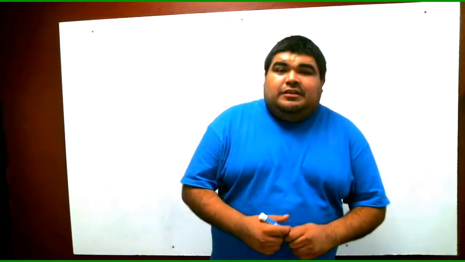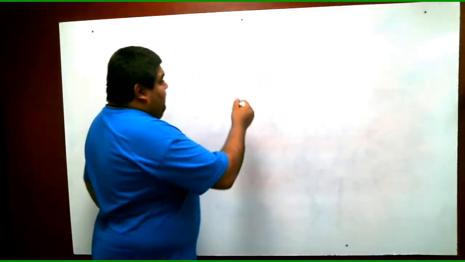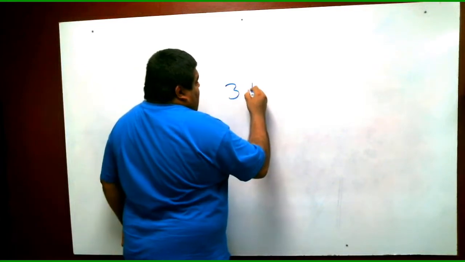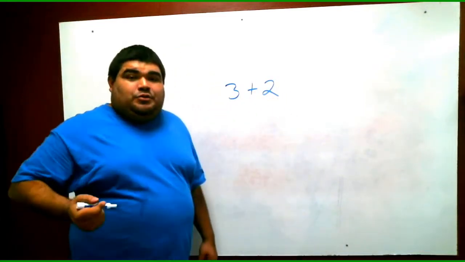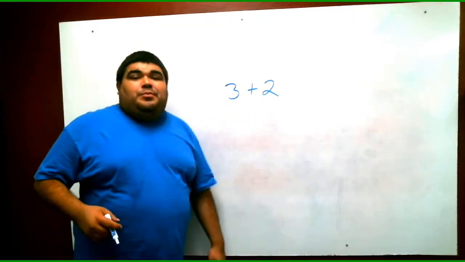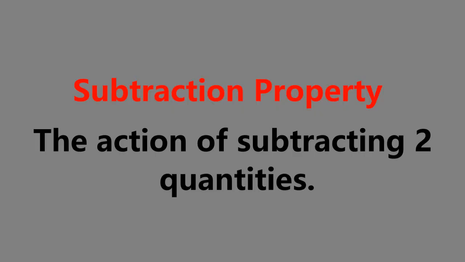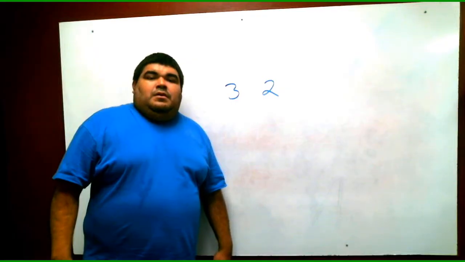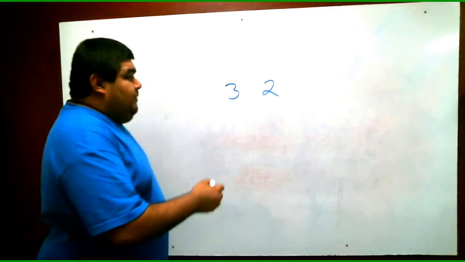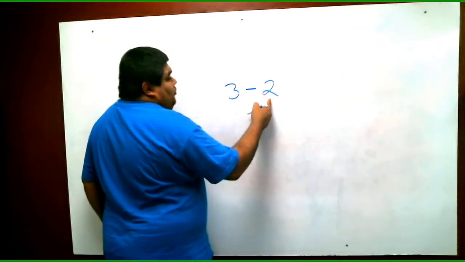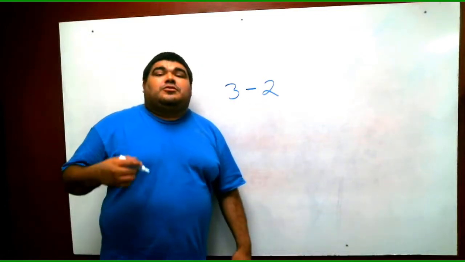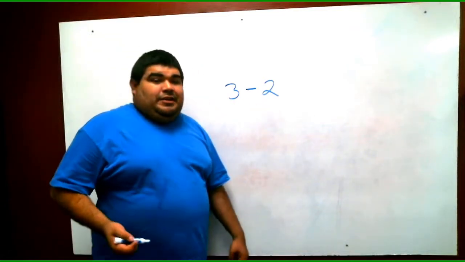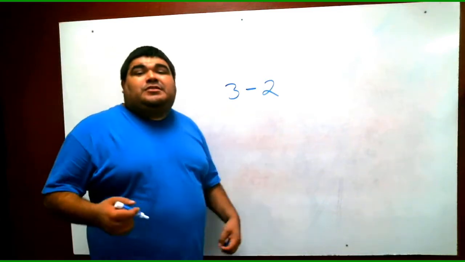Addition property is when two numbers are being added. So if I had 3 plus 2, what's happening here? We're adding two numbers, right? So this is your adding property. For subtraction property, we have 3 minus 2. So two numbers are being subtracted from each other. So subtraction property is when two numbers are being subtracted.